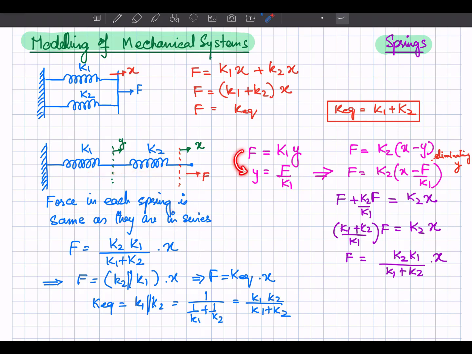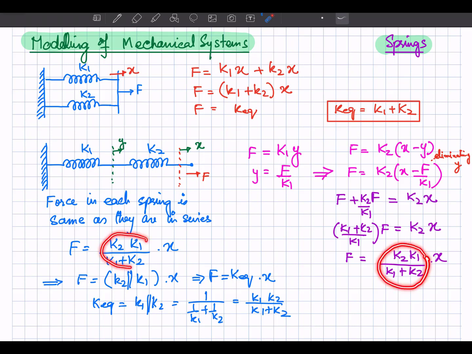Now taking this equation, I can write that Y is equal to F by K1, and I can eliminate this Y using this expression. So if I put Y equal to F by K1 over here, I can write down this expression, and then simplifying this, we can finally write the force is equal to K2 into K1 divided by K1 plus K2, into X. So this is considered as the equivalent spring constant when the springs are in series, right?